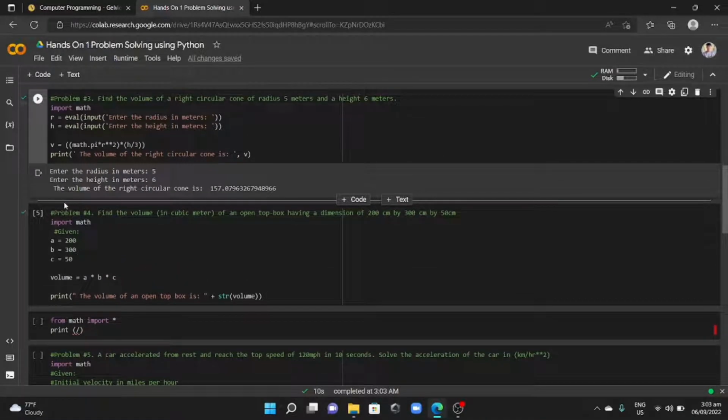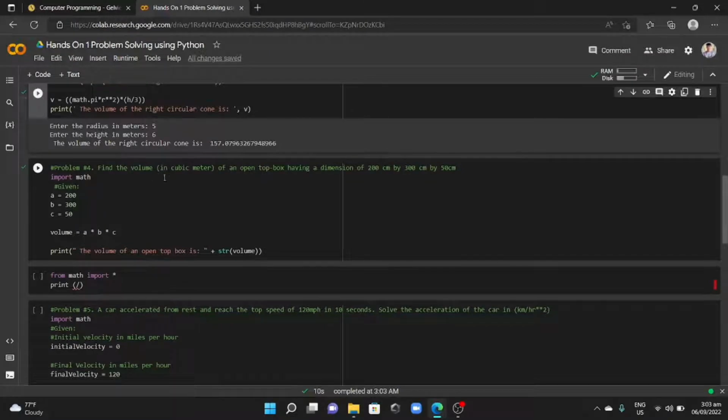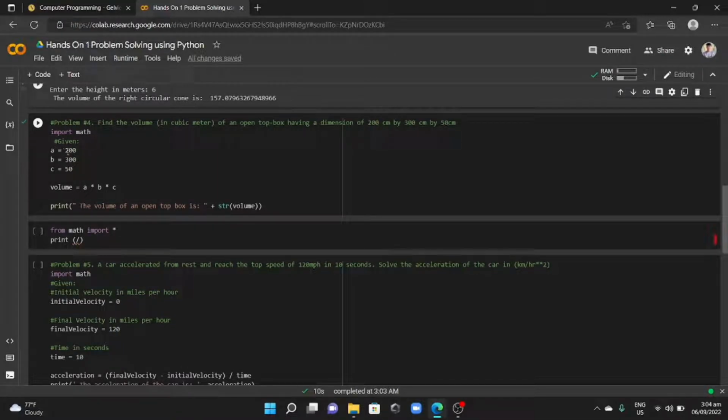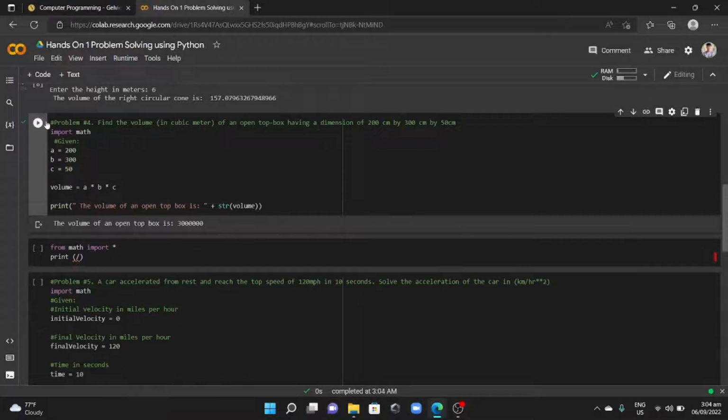And for problem number 4, we are going to find the volume in cubic meters of an open top box having a dimension of 200 centimeters by 300 centimeters by 50 centimeters. We are going to import math again, and we are going to write the given. A is equal to 200, B is equal to 300, C is equal to 50. For the formula, we have the volume is equal to A times B times C. Then we are going to print the volume of an open top box is, plus the string of the volume.